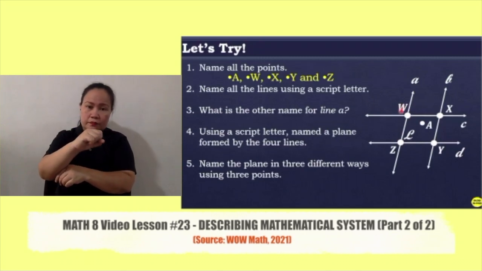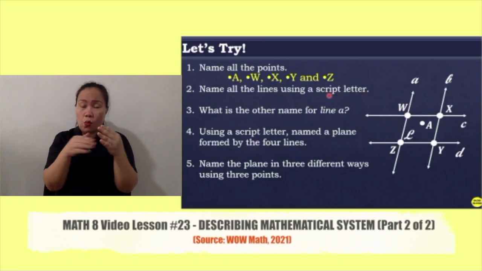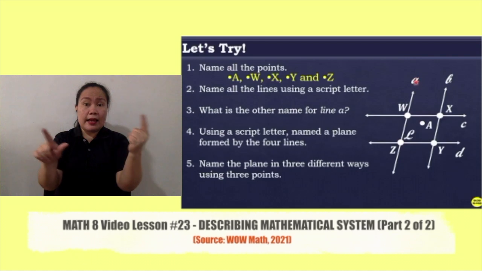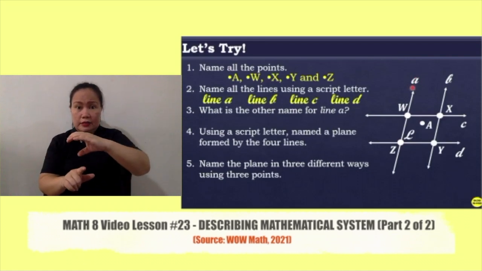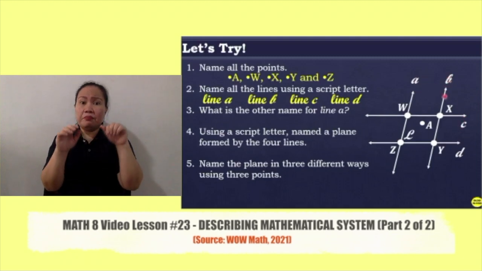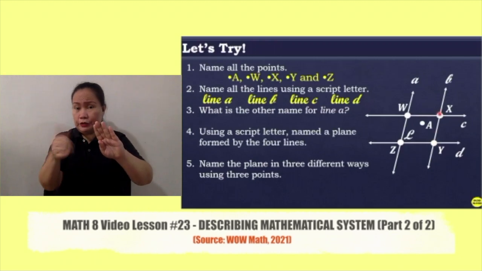So, meron tayong 4 na lines dito. Kaya lang, ang hinihingi niyang condition, gusto niya, ang pangalan ng line ay script letter. So, dito tayo titingin. Okay? So, we have line A, line B, line C, line D. So, another name for line B is pwede ring line XY or line YX. Okay? So, this is another name.